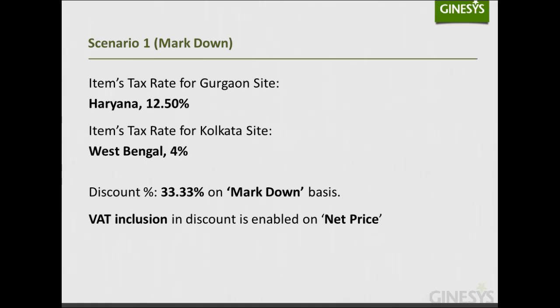The discount percentage is the same for both the sites, that is 33.33%, and inclusion of VAT in discount amount is enabled on net price basis. Net price is basically the item's price minus the discount amount, that is 33.33% of the item price.